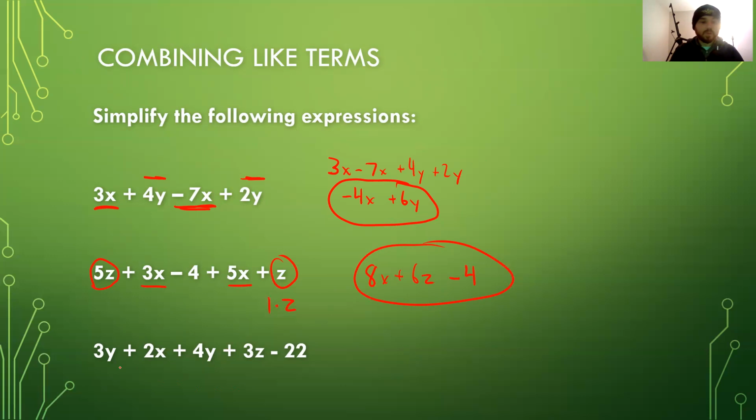And then the third one, we have 3y, 4y, 2x, 3z, and a minus 22. You'll notice that our x by itself, there's no other x we can combine it with. There's no other z we can combine this with. There's no other normal number we can combine this with, but we can combine our y's. So 3y plus 4y. Now again, personal preference, I like to write the x, y, z first, so I'll do 2x. It's going to stay there. I have 3y plus 4y. That's going to give me 7y. Plus 3z minus 22. And that's as far as I can take this.